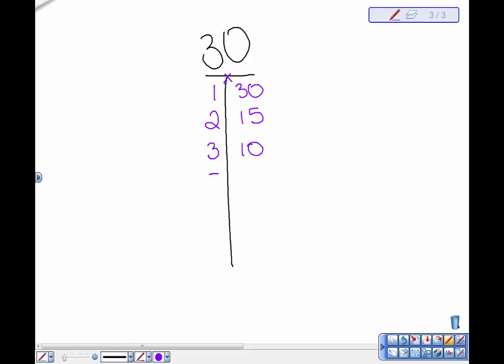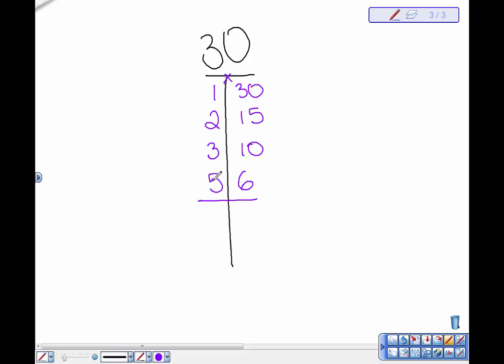How about 5? If it ends in 0 or 5, it can be divided by 5. 30 ends in a 0, so 30 can be divided by 5, and that gives me 6. Now, I know that I can stop because my numbers are right next door to each other. 5 and 6 are right next to each other on a timeline, so if I keep going, I'm just going to circle back and start getting these numbers again.